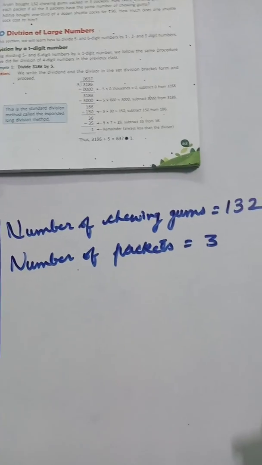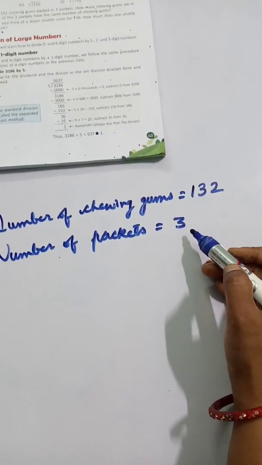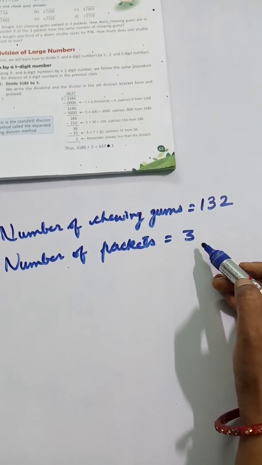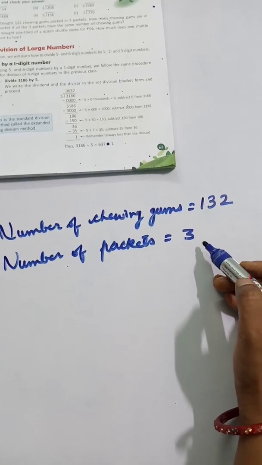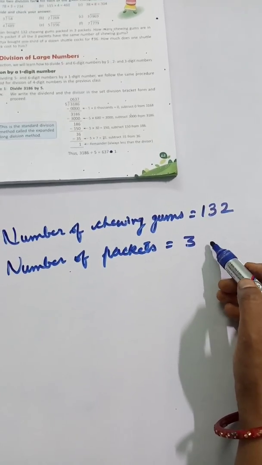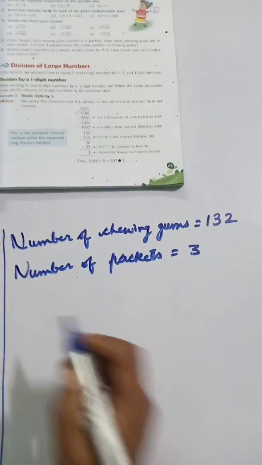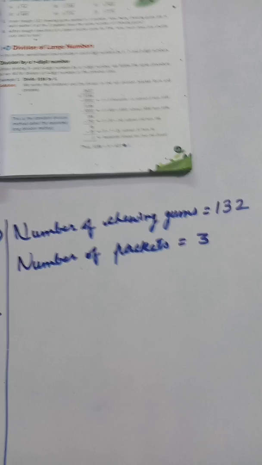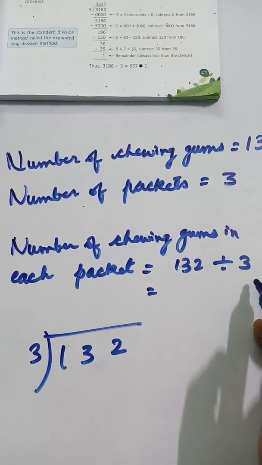Write the statement: number of chewing gums, that is 132. Number of packets, that is 3. Now you have to find the number of chewing gums in each packet. It's divided equally in each packet, no? So we will do division. So you write here, therefore, number of chewing gums in each packet is 132 divided by 3.